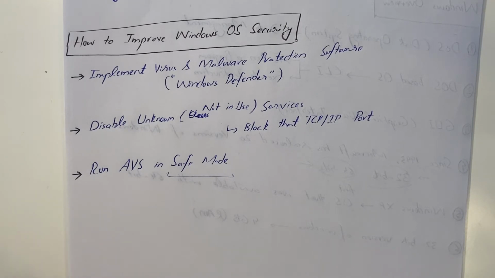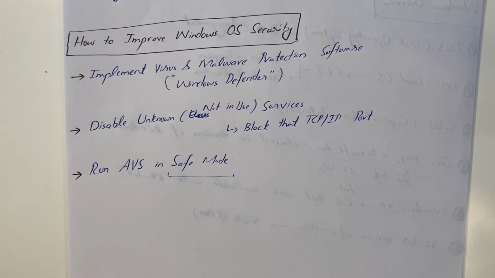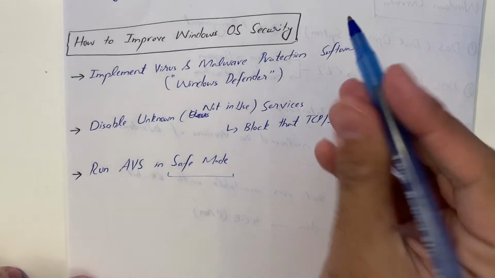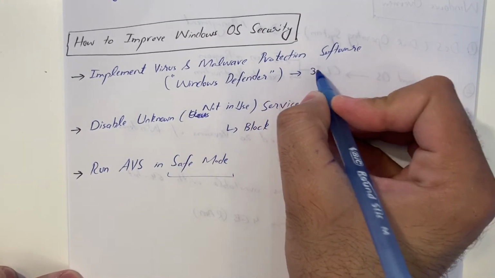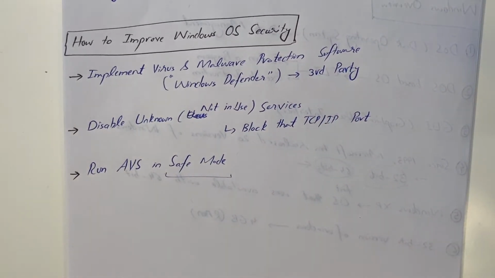There are plenty of ways to do that. A few basic techniques are, firstly, of course, you need to implement a virus and malware protection software or system. The one that comes with your Microsoft Windows by default is called Windows Defender. But you don't have to rely only on Windows Defender. Besides Windows Defender, you should also use some third-party malware protection software as well, like Avast, for example, Kaspersky, Norton, etc. There are many. So just pick a third-party malware protection or antivirus system as well.